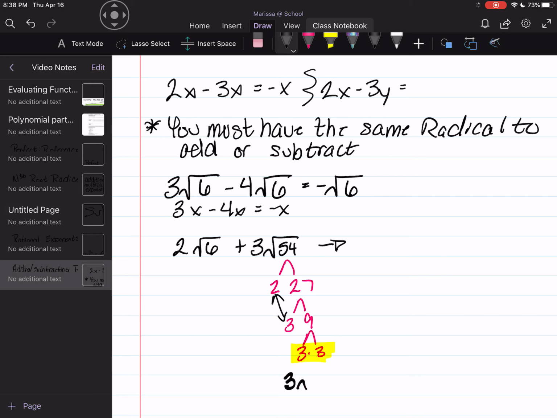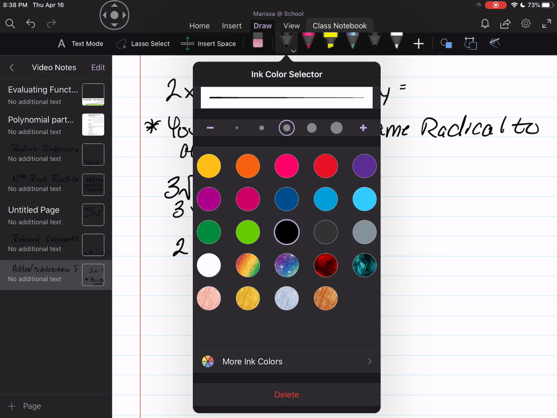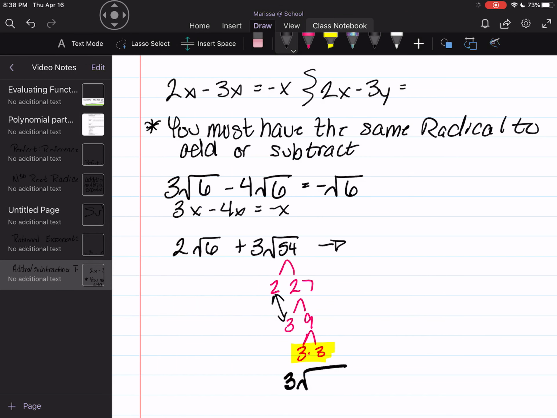So I'm going to have a 3 on the outside and then a 2 times 3 on the inside, meaning I'm going to have 3 radical 6. Now, if you look up before, though, I have another 3 here. So I'm going to bring that 3 down. So I've got 3 times 3 radical 6. Nothing with this first one changed. So I'm going to have 2 radical 6 plus 9, because 3 times 3 is 9, radical 6.